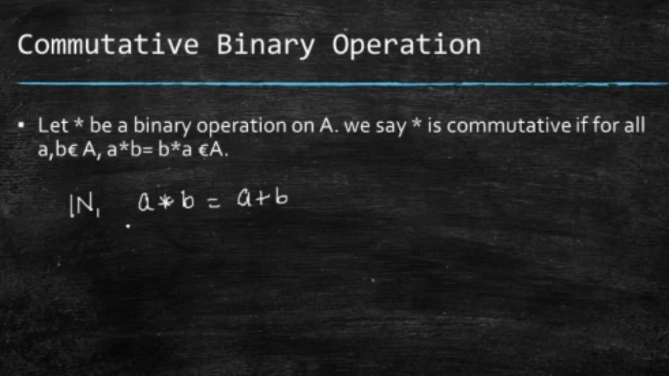Why? Because firstly it's a binary operation. I think we did it. अगर नहीं भी किया तो it's very easy. The sum of two natural numbers will be a natural only. Then what will be b star a? Here b star a will be b plus a, and the addition is commutative, right?